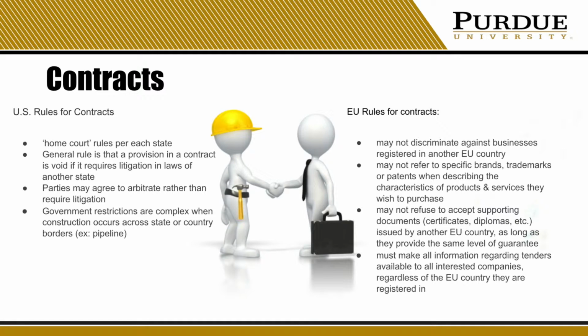Contracts in the EU are not allowed to discriminate against businesses registered in another country. This goes for any service that is used in the whole timeline of a construction project. Since the same contract rules apply to all countries that are part of the EU, contractors cannot refuse to accept documents and certifications that were issued in another EU country, as long as they have the same level of guarantee. In the U.S., government restrictions become complex when state borders are involved.